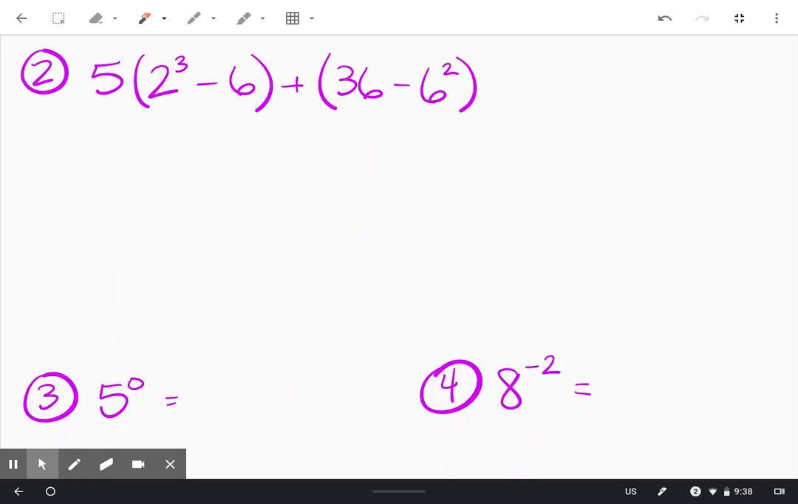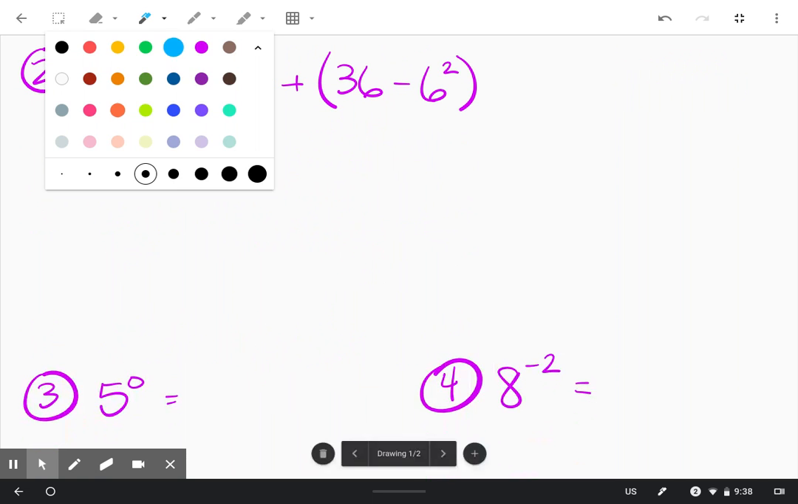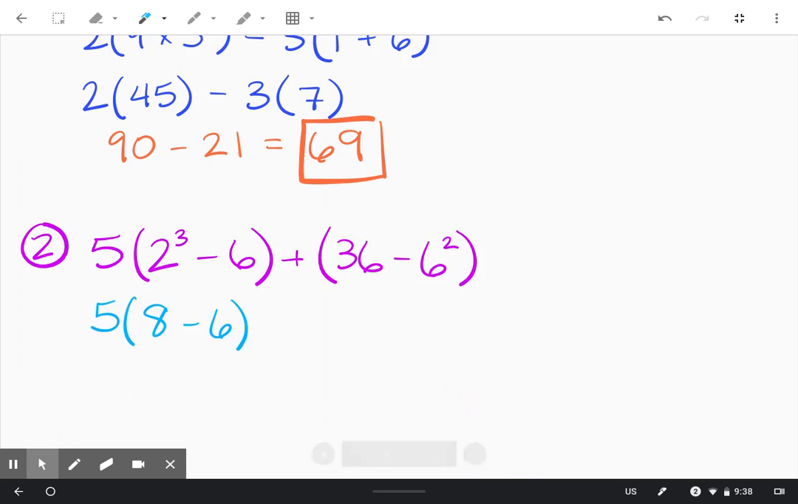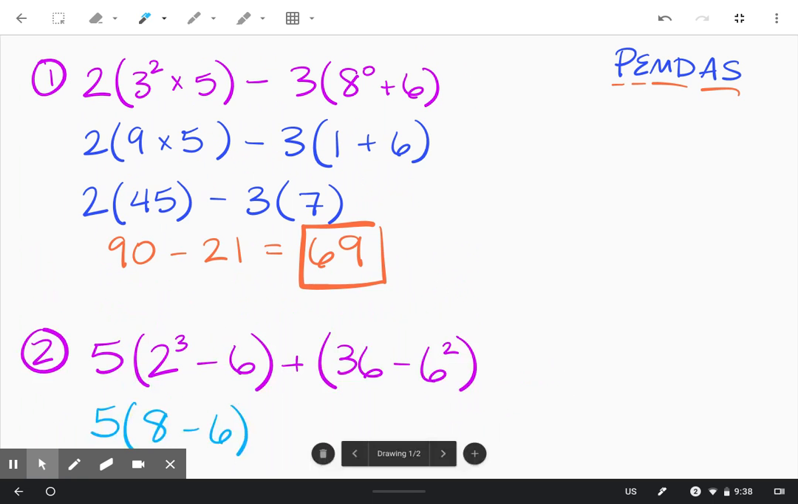All right, another one that's very similar. So let's look at this one together. So again, I'm not going to do anything except what's in the parentheses, and then I'm going to look for exponents. So 2 to the 3rd power is 8 minus 6. Now, if you're not sure what the answers to these are, like 3 squared or 8 to the 0, remember it's 3 times itself twice. That's 3 times 3.